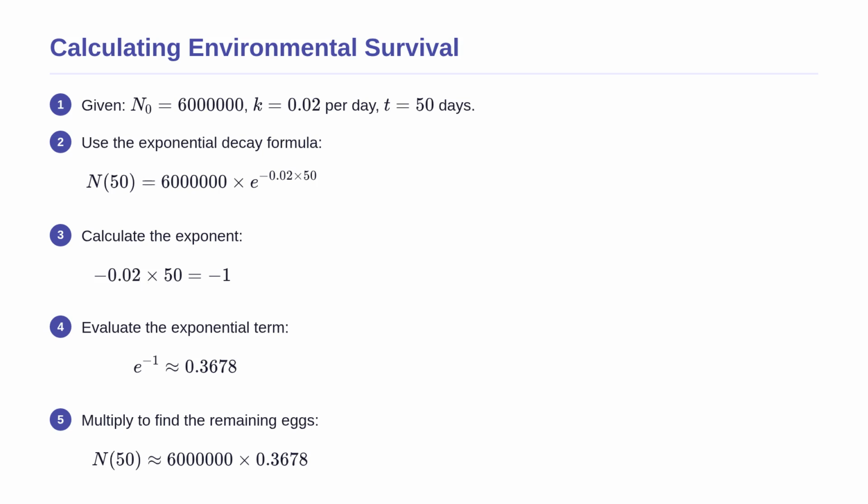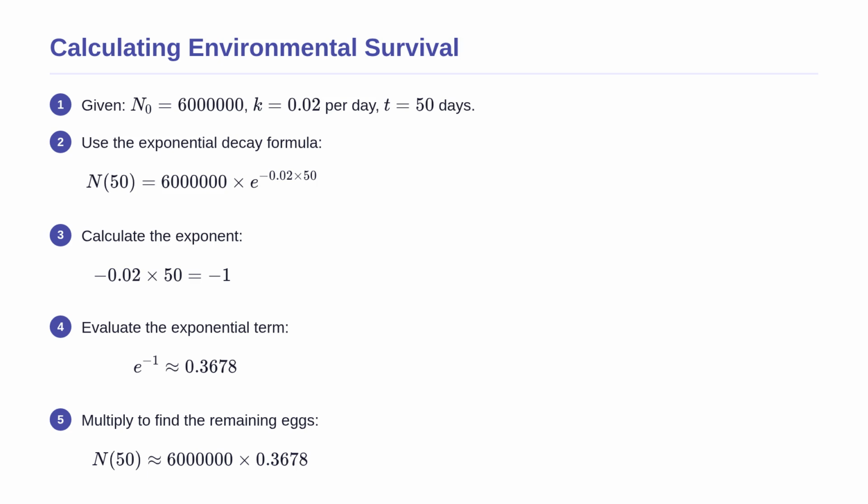Let us see this decay in action with an example. Suppose our batch of 6 million eggs is deposited in the soil. The decay constant K is 0.02 per day, and we want to find how many eggs remain viable after 50 days. We use our exponential decay formula because the death rate is proportional to the population.